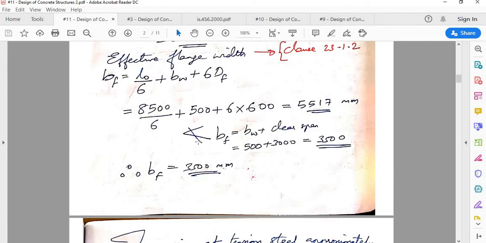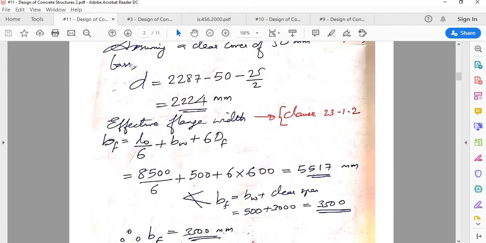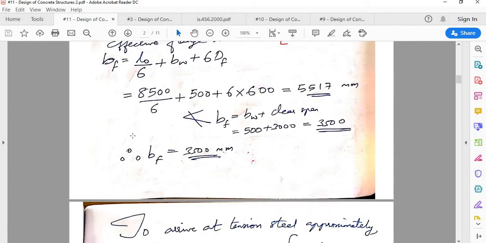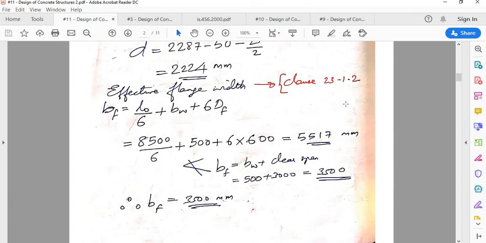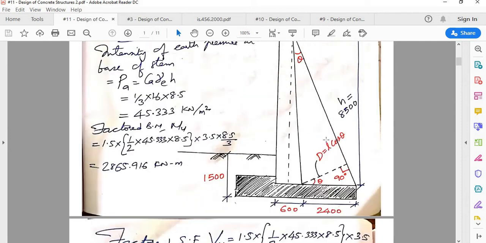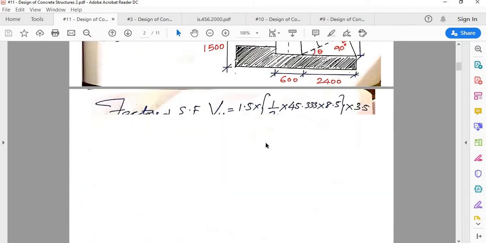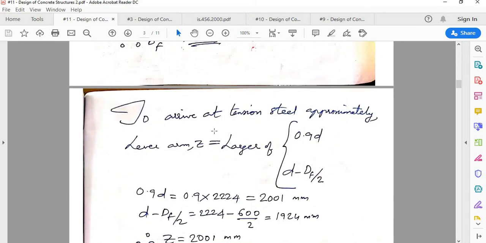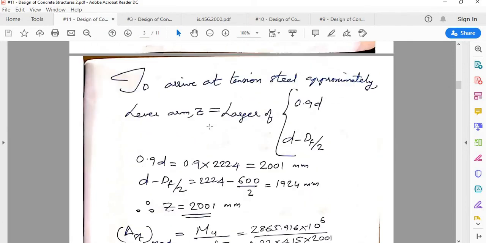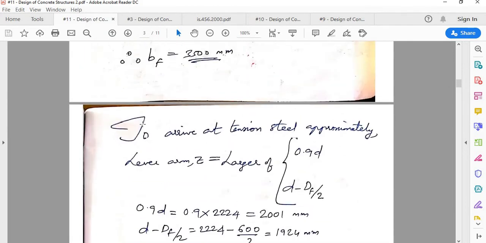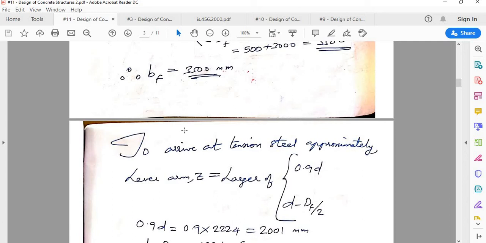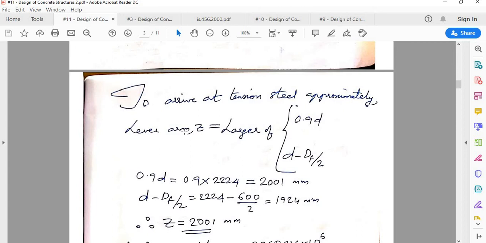So let us now go with the dimensions fixed. You have the effective depth ready, you have the width of flange ready. Again, I regret not drawing the plan view of the T-beam here, but I hope you are all able to visualize the T-beam, right? Okay. So for T-beam, to carry out the design, first we'll arrive at the approximate quantity of tension steel. This is an approach of designing a T-beam.